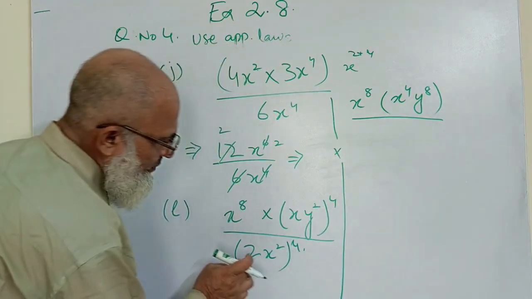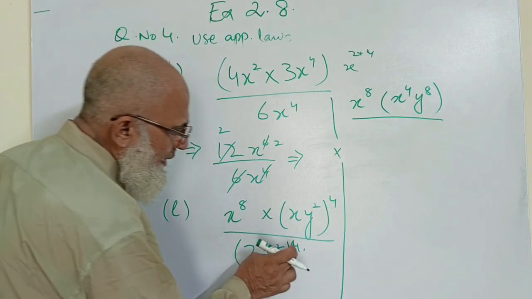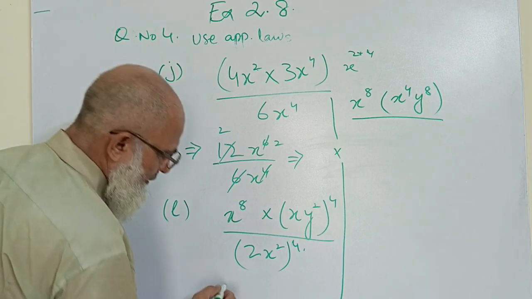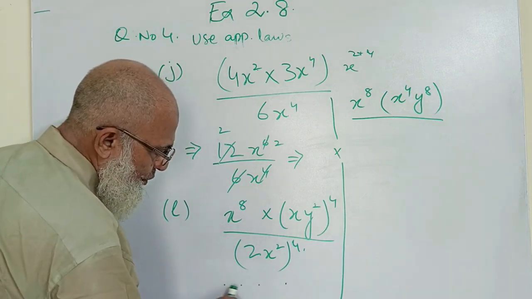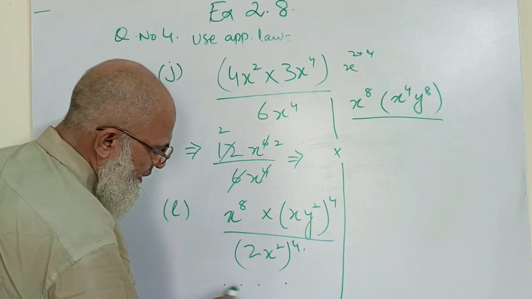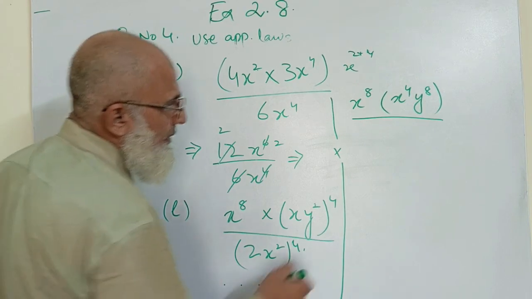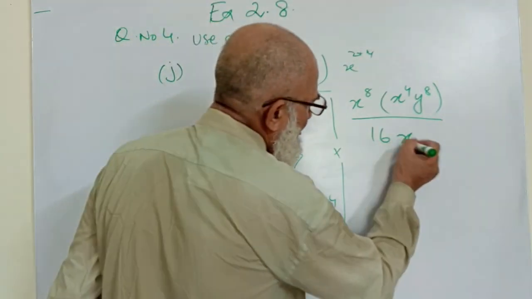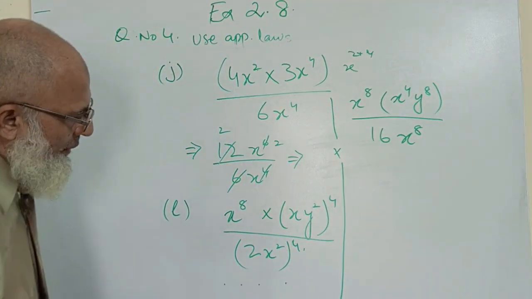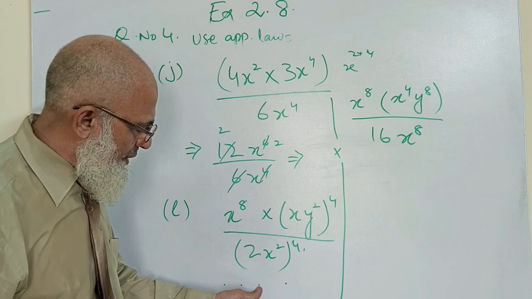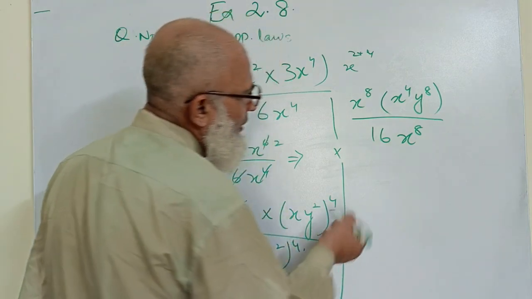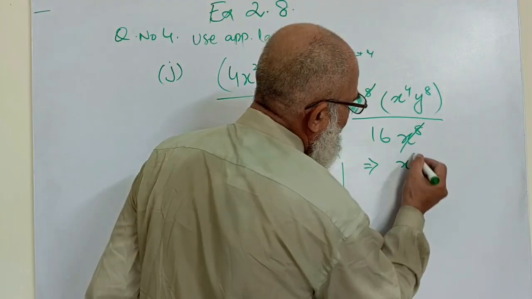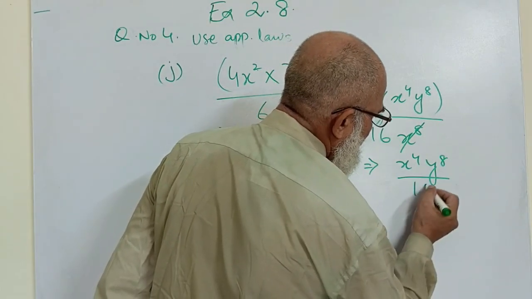Now again, it is power of power. 2 is also being applied with this power 4. So 2 times 4 is 8, 2 to the power 4 is 16. So it will become 16x8. Now simply this x8 will cancel this. The answer will become x4y8 divided by 16.